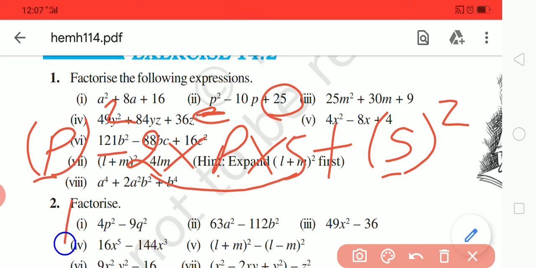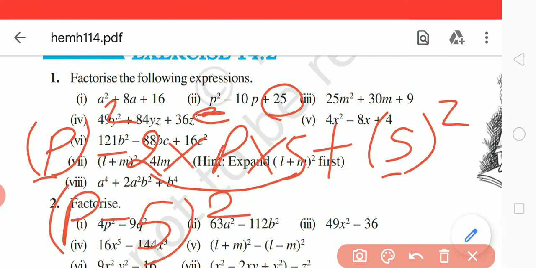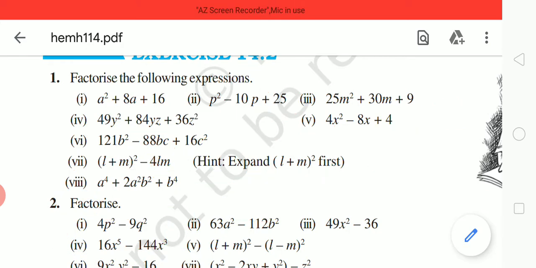So you can write it like first term, sign of the middle term, and the last term. This is the square of p minus 5. So you can write it like a square plus b square minus 2ab, right? So this is a minus b whole square. So this is the solution of the second part.